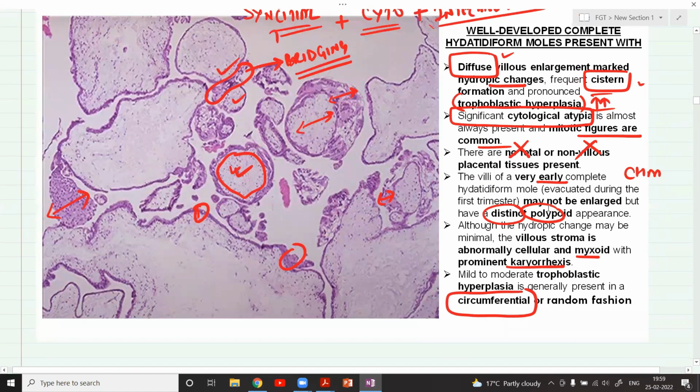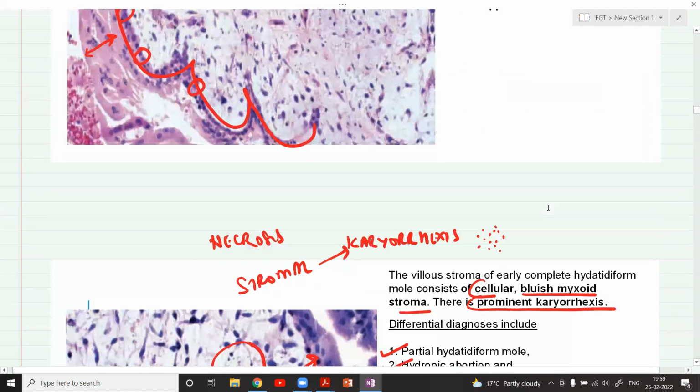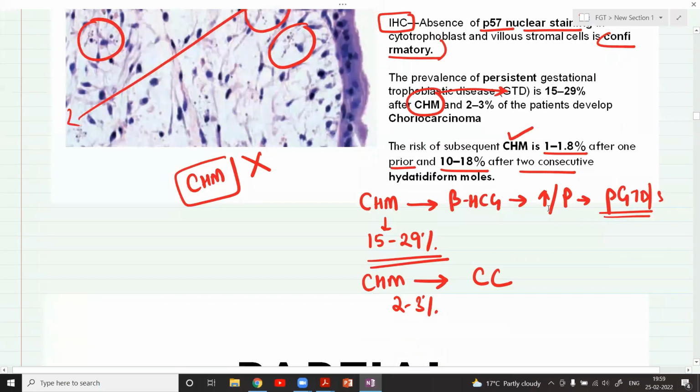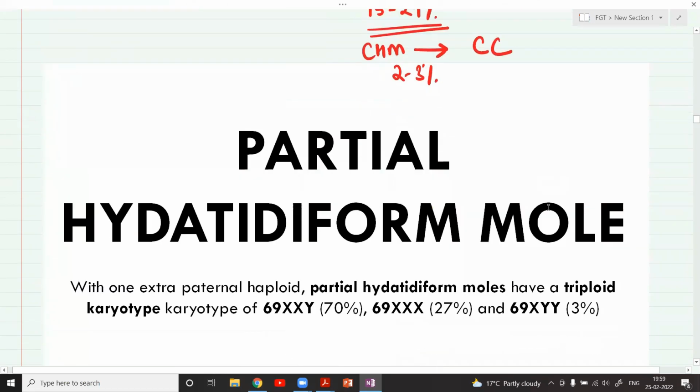That's it. Your topic is done. Okay, nothing extra. Is it very clear? The points that I've discussed for complete hydatidiform mole, more will become clear when I discuss the partial mole.